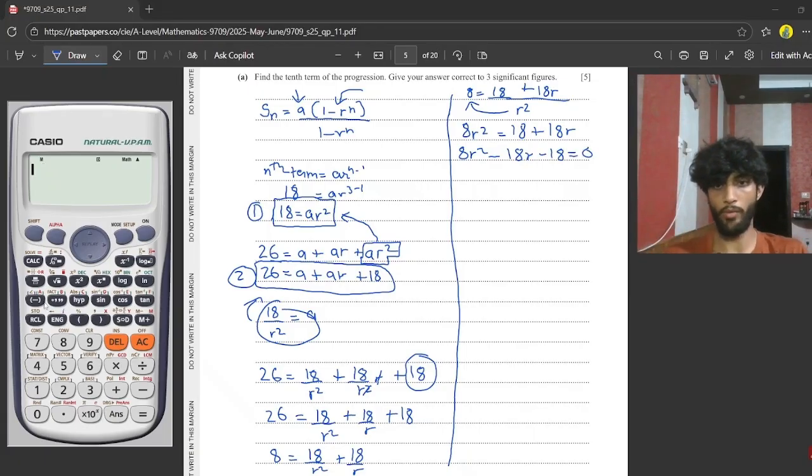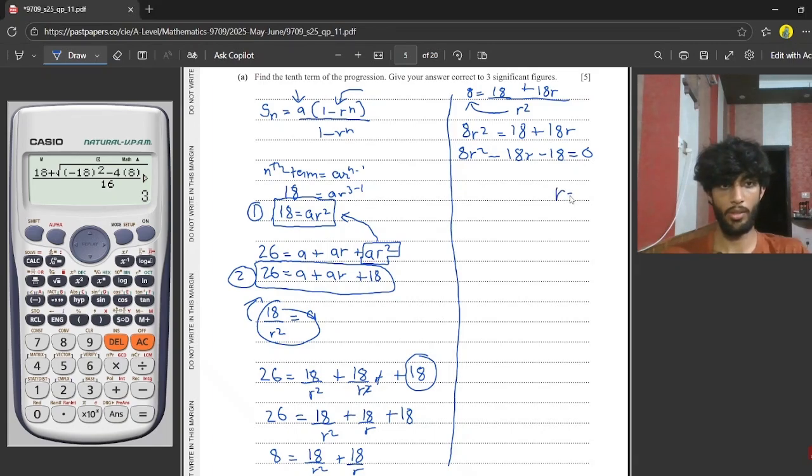I'm going to use my quadratic formula, which is going to be minus b. So minus times minus 18 is going to be plus 18. And then square root of minus 18 squared minus 4 times 8 times minus 18, divided by 2 times 8, which is 16. So this is going to be 3. And then we can get our other answer by changing the sign to negative, and we get negative 3 by 4.